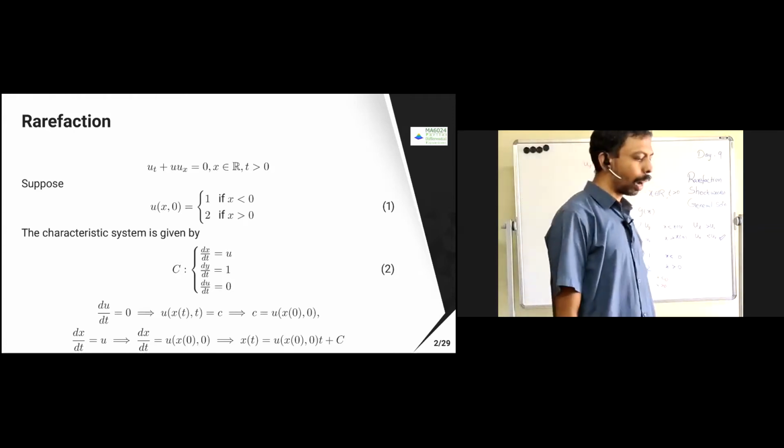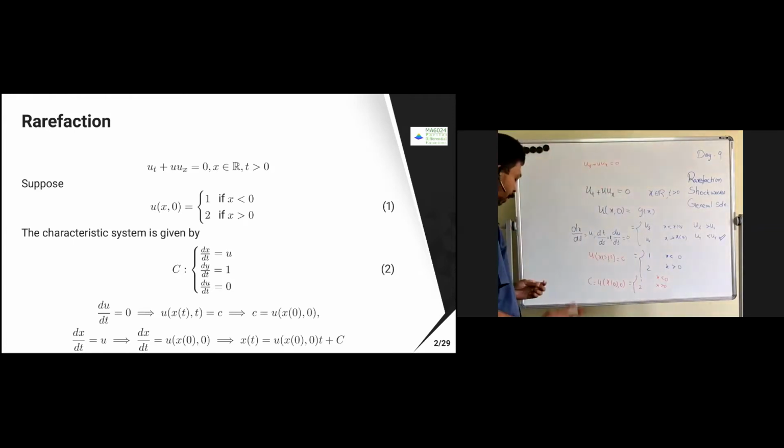So that means what you are going to get is dx/dt. What is dx/ds here? dx/ds is going to be u, but u is nothing but u(x(0), 0). Therefore dx/ds is the same as v(x(0), 0). Therefore x is going to be the integral of u(x(0), 0) ds, plus some constant; let's say c1 is going to come.